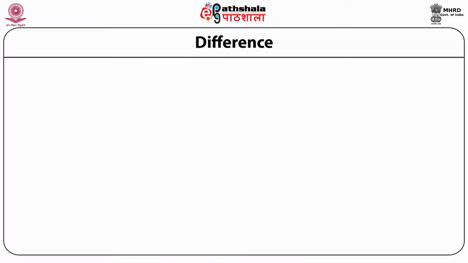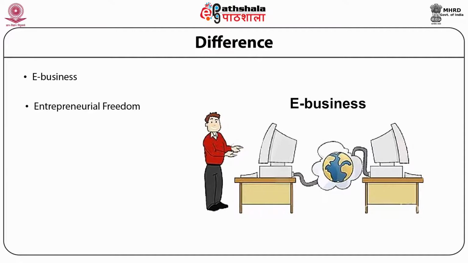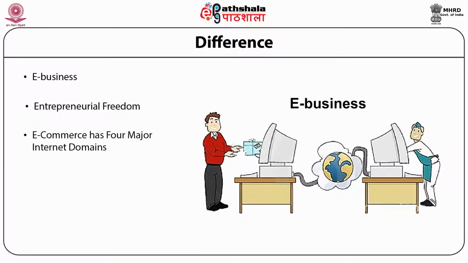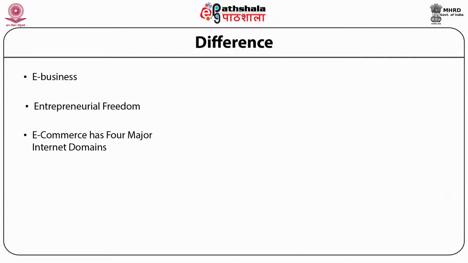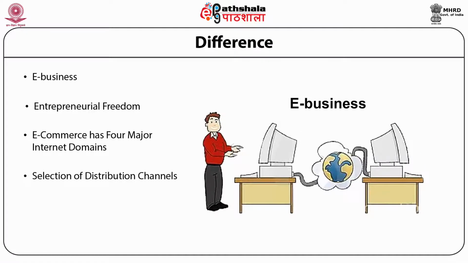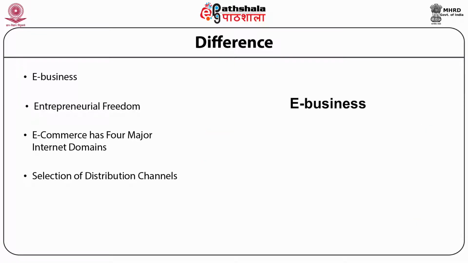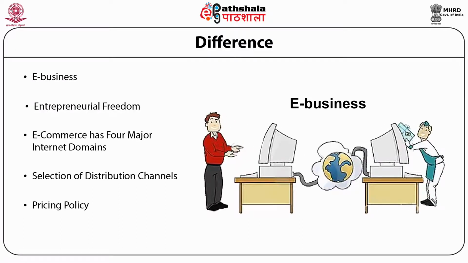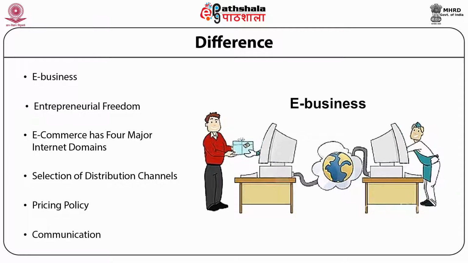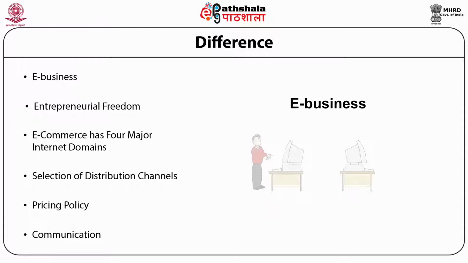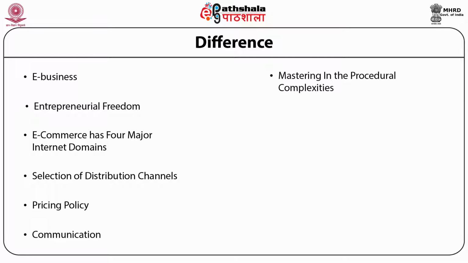The main marketing practices in the new liberalized economy can be understood with the help of the following attributes. It focuses on e-business, the entrepreneurial freedom that remains there. E-commerce has four major internet domains. Selection of a distribution channel remains when we are discussing the marketing practices in the new liberalized economy. The pricing policy is a main focus. Communication remains the center point, with the help of advertisements and other variables. Mastering the procedural complexities also remains one of our main points to understand the marketing practices in the new liberalized economy.